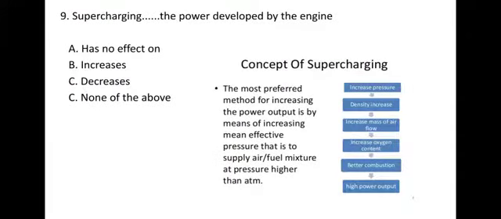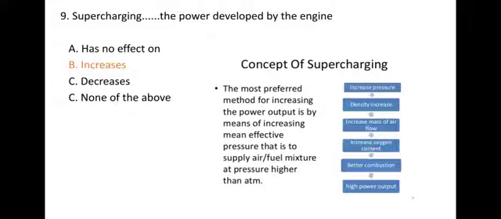Next question. Supercharging blank space the power developed by the engine, and the answer is increases. So supercharging increases the power developed by the engine. Supercharging is nothing but the most preferred method for increasing the power output by means of increasing mean effective pressure, that is to supply air fuel mixture at a pressure higher than the atmospheric pressure.